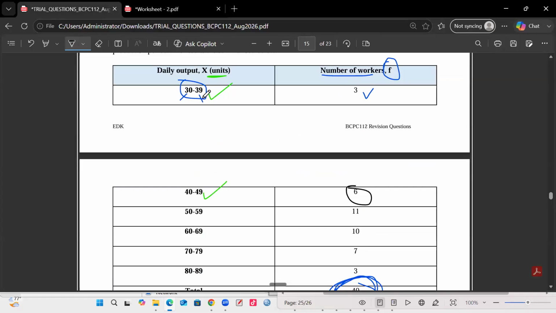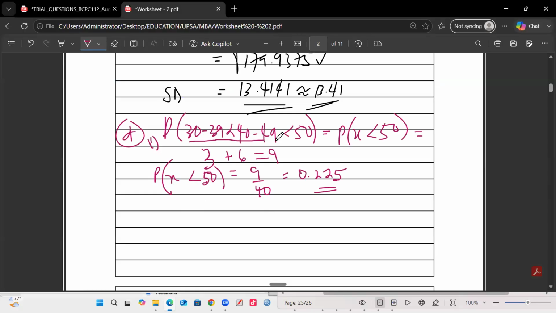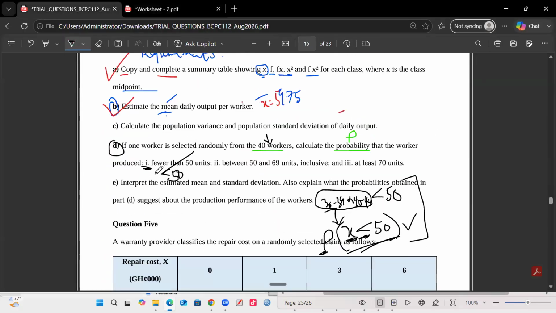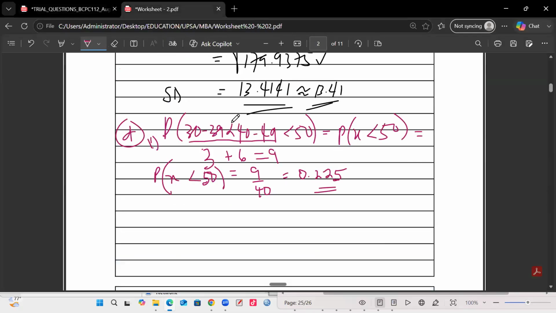So which class intervals are below 50? It's 30 to 39 and 40 to 49. Yes, so that's what I wrote here. 30 to 39 and 40 to 49 are below 50. It says fewer than. Fewer means lower than 50 units, or less than. So these are less than 50. That's why I use the symbol less than 50. Then I'm saying, let me replace 30 to 39 and 40 to 49, let me replace their values with X.